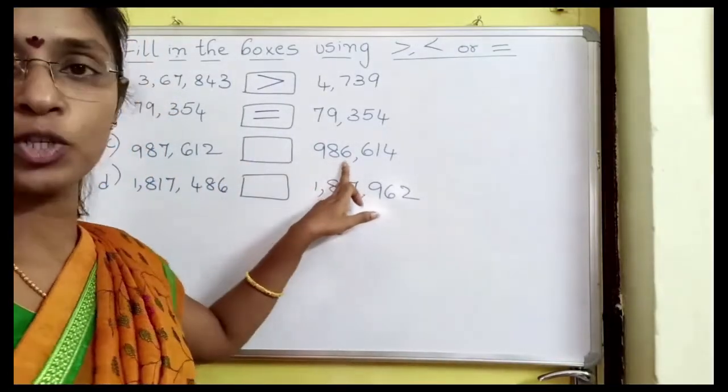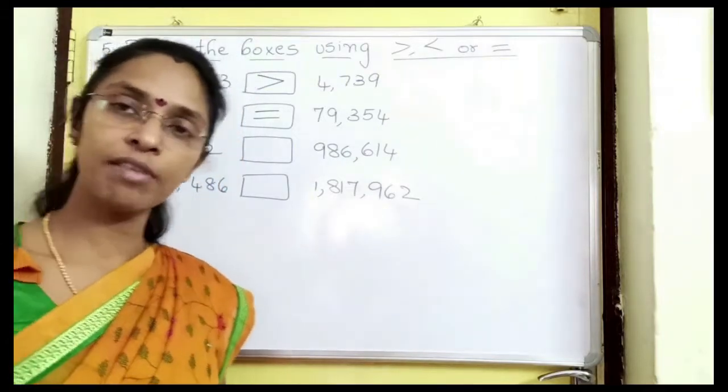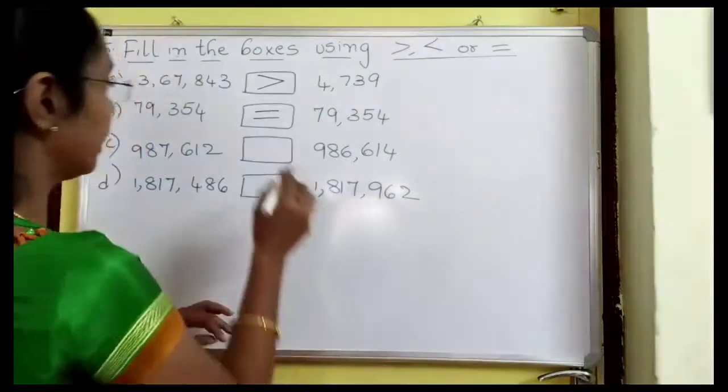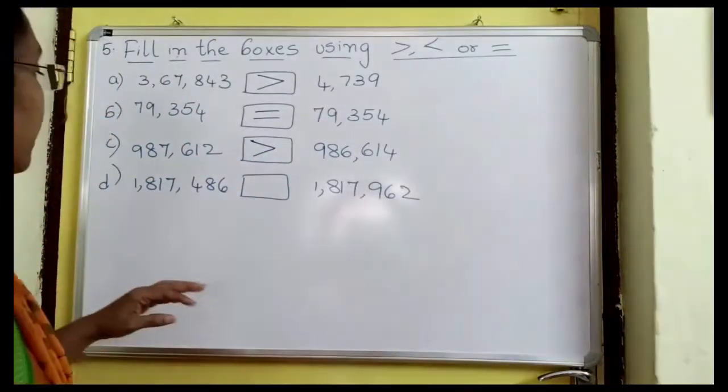Here in the thousands place you have 6. Which is greater, children? 6 or 7? 7 is greater. So the number having 7 will be the greater number. Okay children, this is how you will identify the numbers.